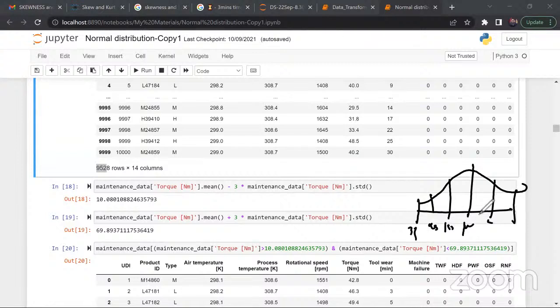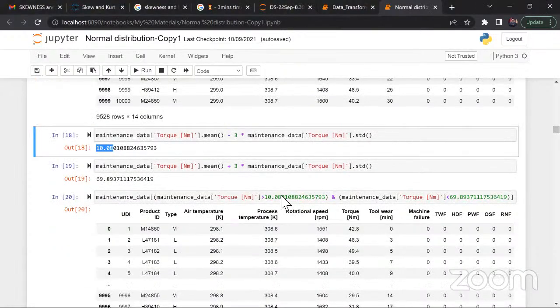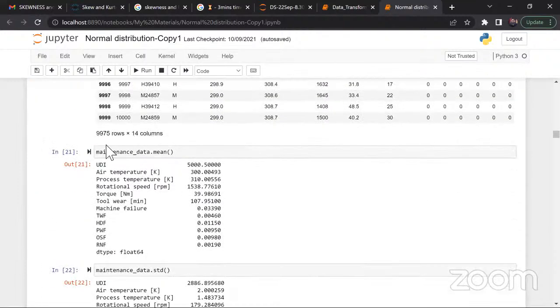For 3 standard deviation, I'm expecting 99.99%. So I'm doing minus 3 multiplied by standard deviation, which gives 10.08, and plus 3 multiplied by standard deviation, which gives 69.89. Between this range I'm expecting 99.99%. So when I filter, greater than 10.08 and less than 69.89, I'm expecting 99.97%. So torque follows the normal distribution.